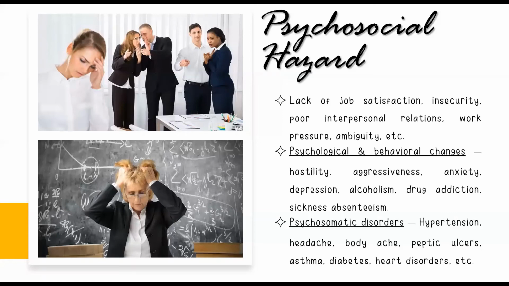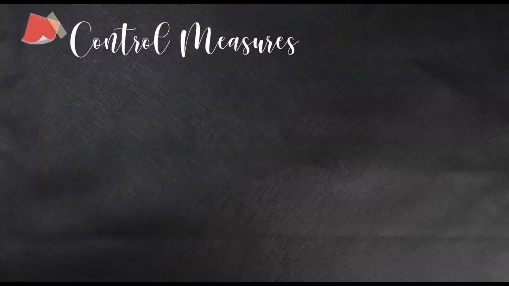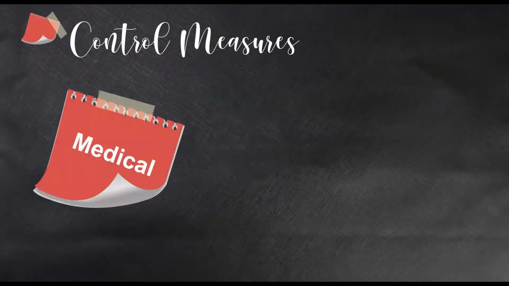Okay, let's proceed. Now, control measures. Now, control measures class are also called mitigation methods. Mitigation, so these mitigation methods can be implemented in order to prevent occupational hazards. Okay? Now, first is medical. Medical measures refers to health services that are immediately available in the workplace.